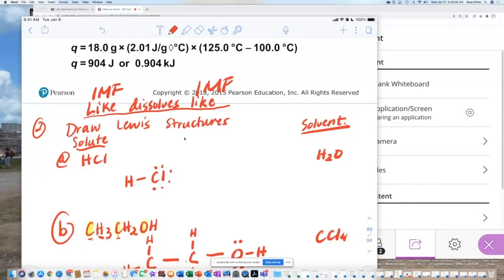So even though I drew the Lewis structure here, the question I have is, does this have London dispersion force? Is it dipole-dipole? Does it have hydrogen bonding? We're asking that of every molecule, and we're going to focus on the dominant bond. So for HCl, what do we think it is? Is it London dispersion force, dipole-dipole, hydrogen bond? Let's start from the strongest. Does HCl have hydrogen bonding?